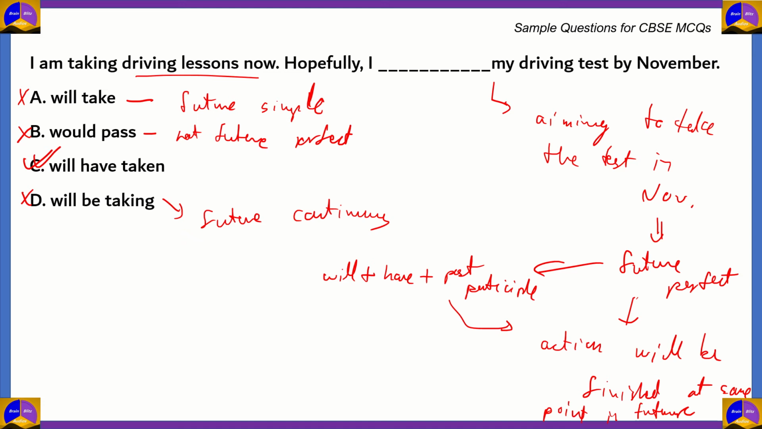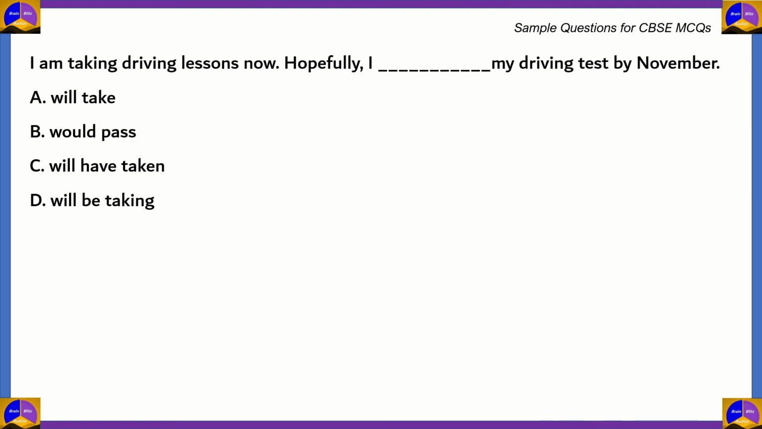And besides, if you're taking driving lessons, would pass my driving test by November would be a bit of an anomaly because, well, first of all, there is the idea of whether the test will take place in November or not, because it depends on the instructor. And then even if you have your test, there's a very little chance of passing in the first attempt. So again, those factors would mean that option B would be incorrect. So the correct option here is option C.